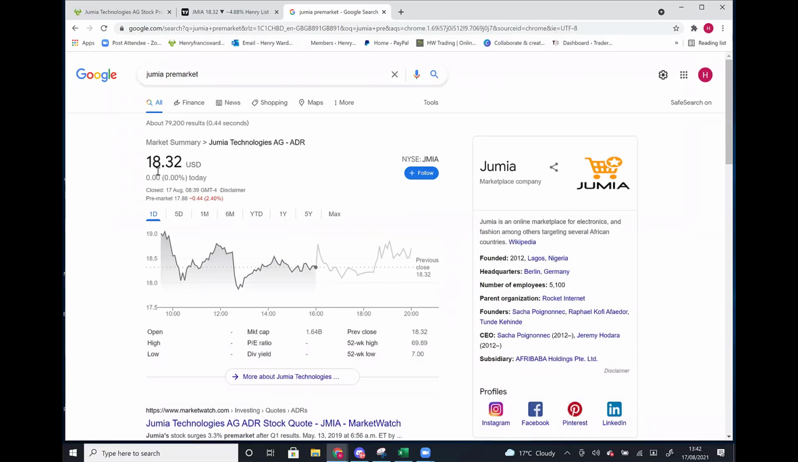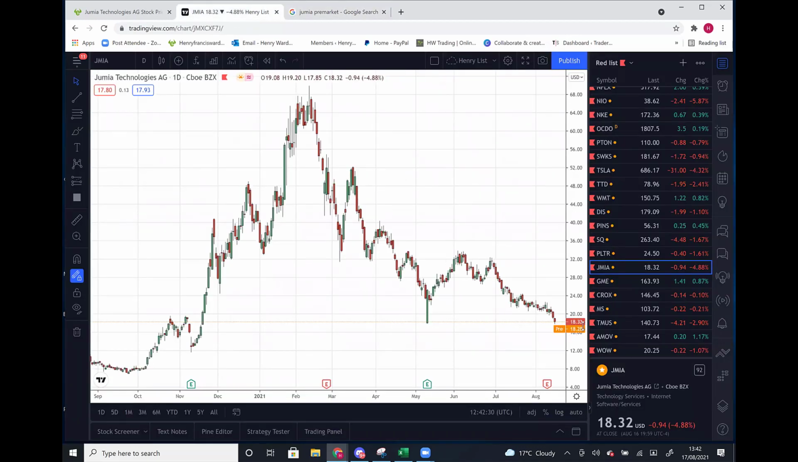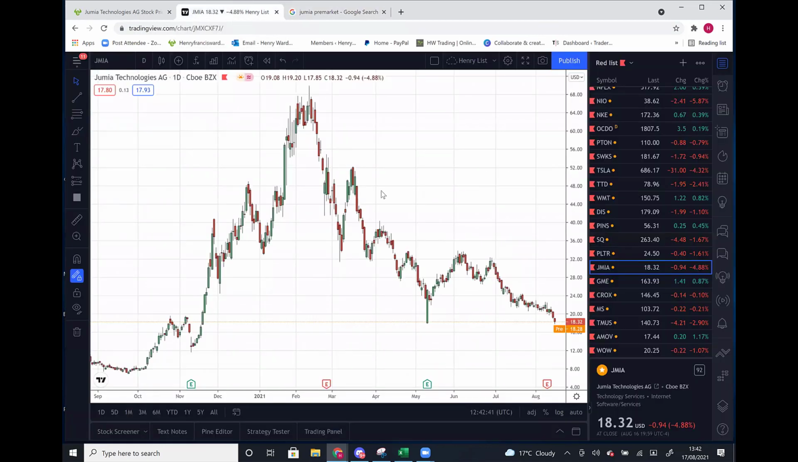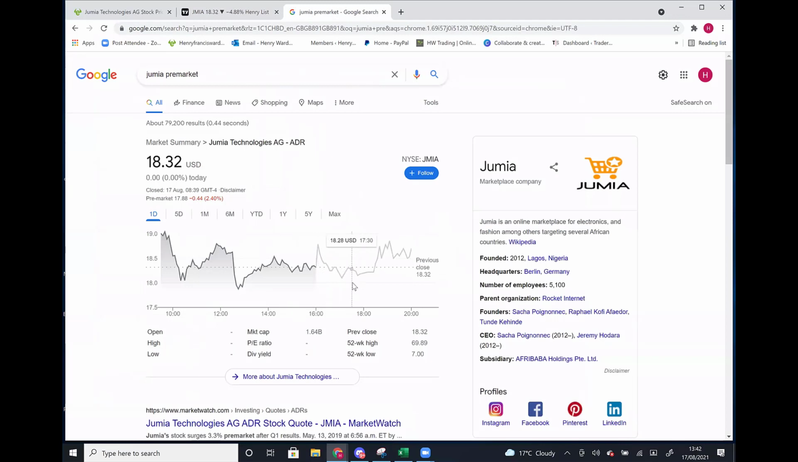So 1832. Okay, sorry, bear with me. Yeah, it says it's down 2.4% in pre-market, so 1788. So it's a little bit different here as well. So is Jemiah 1788 pre-market on the market watch? But again, it all changes. This changes quite regularly. By the time this gets updated, it could be up a little bit in pre-market, or it could be down a little bit in pre-market.